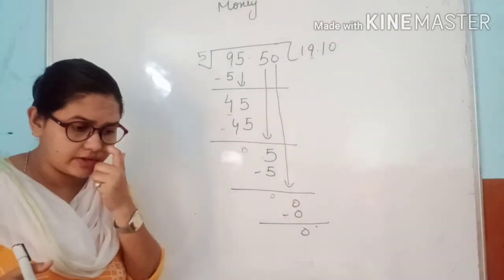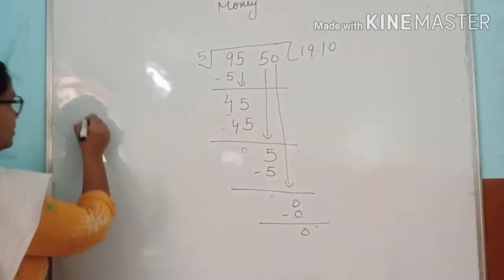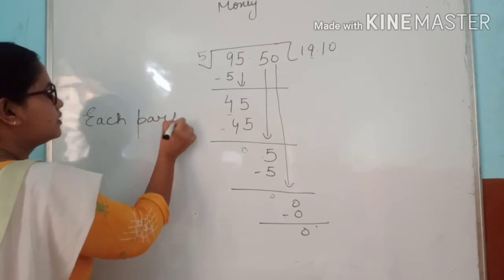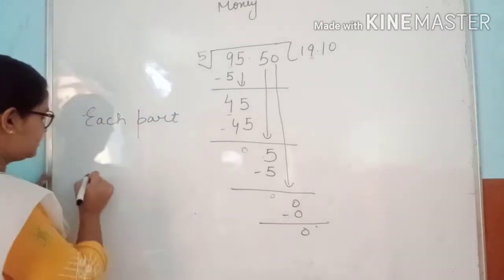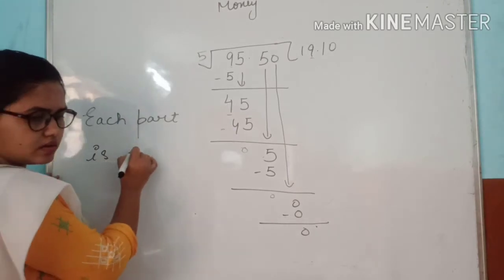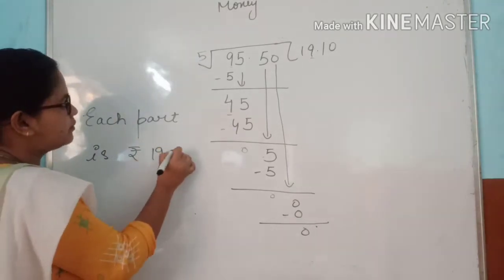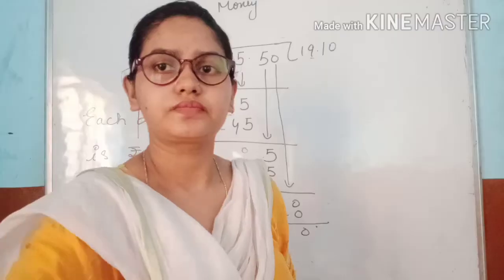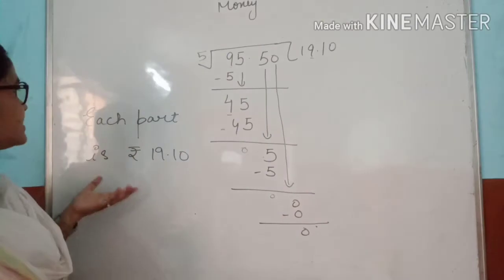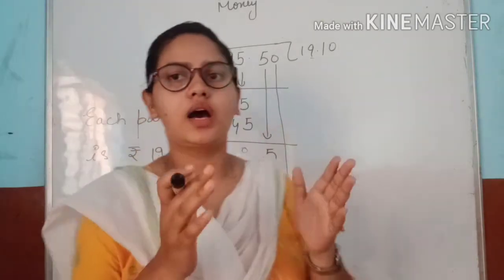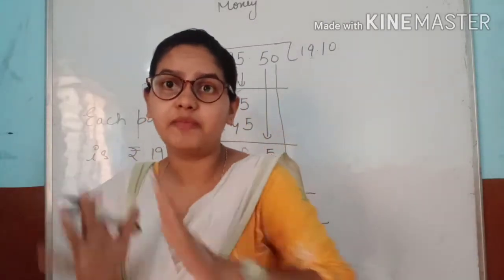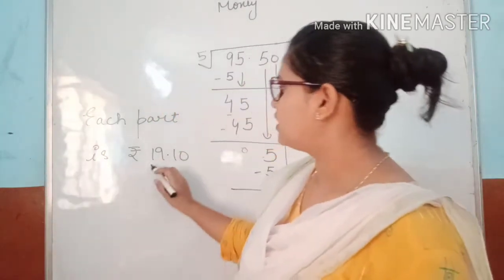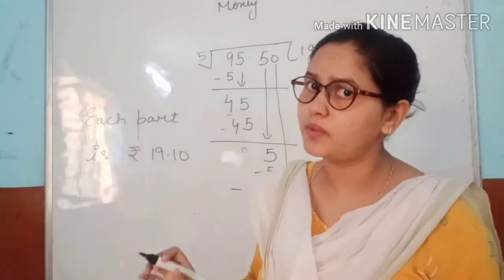So now we have divided it equally, and each part is rupees 19.10. So this one is our answer. I have divided it into 5 equal parts. Now you can easily see that the answer is that each part is 19.10. Each of the 5 parts has rupees 19.10. Hope you got your answer.